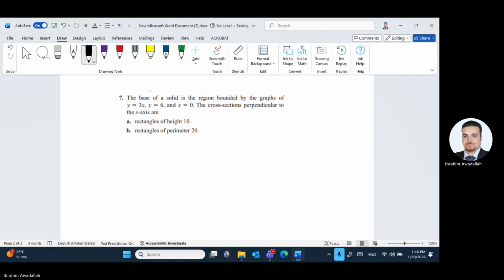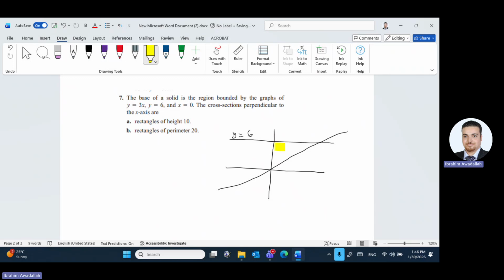No problem. Exercise 7: the base of the solid is the region bounded by the graphs of y equal 3x and y equal 6. Easy to do. This is y equal 6, and 3x is this one, a straight line. And x equals 0. So my region in yellow will be this one.